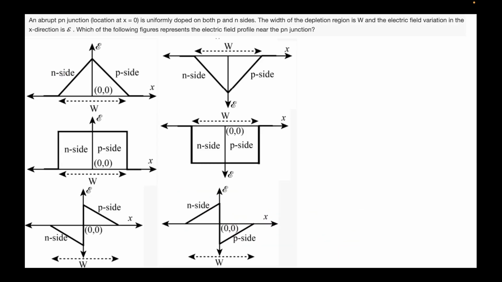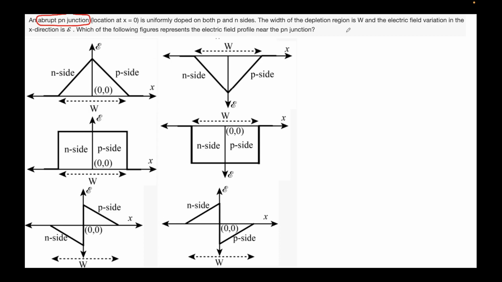Okay, so we have done this thing. Now this next question again talks about an abrupt p-n junction. So we have already seen what we mean by abrupt. Abrupt means the p side is uniformly doped, the n side is also uniformly doped, but there's a change in doping suddenly, hence the name abrupt. It is uniformly doped on both p and n sides.